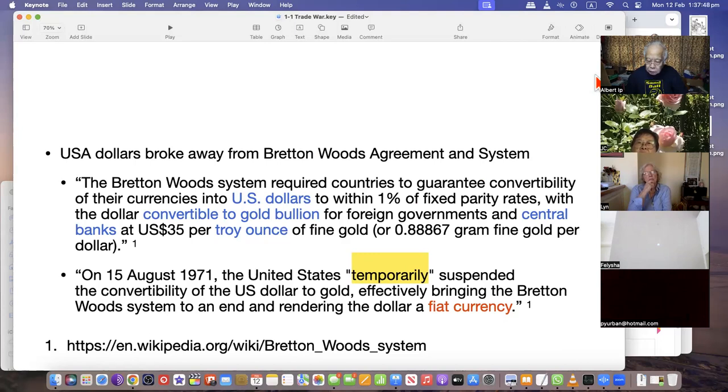Unfortunately, on August 15, 1971, under Nixon, the United States unilaterally said it would temporarily suspend the convertibility of the US dollar to gold. But this temporary measure became permanent. Today, we can only convert US dollars to gold by going to the gold market. And we know that today the price of gold is around $2,000 per ounce.